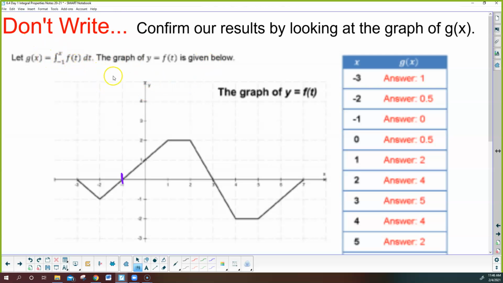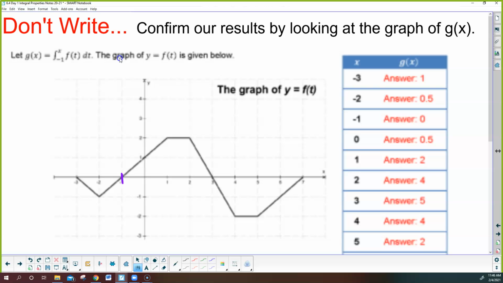So this is the same problem. It's a blurry graph, I apologize. But we have the area under the curve from -1 to x. And if I asked you to just figure out what the value of each one of those is, here's a table. Notice, if I asked you to plug in -3, you would say g of -3 is equal to the integral from -1 to -3 of f of t dt, right? That's what this part is saying.